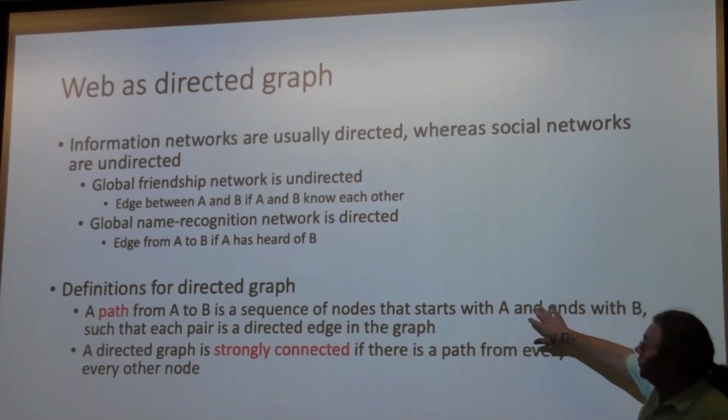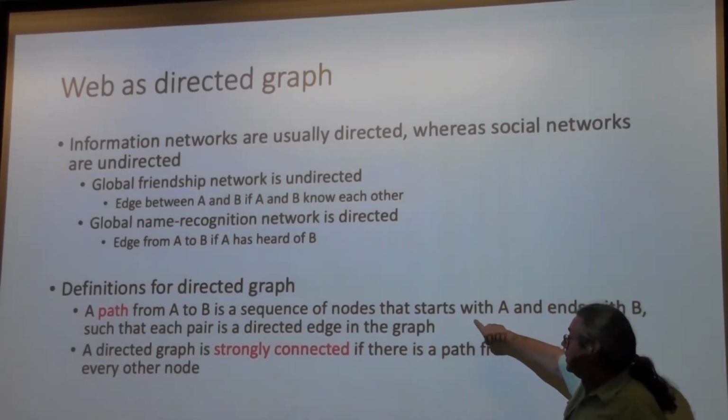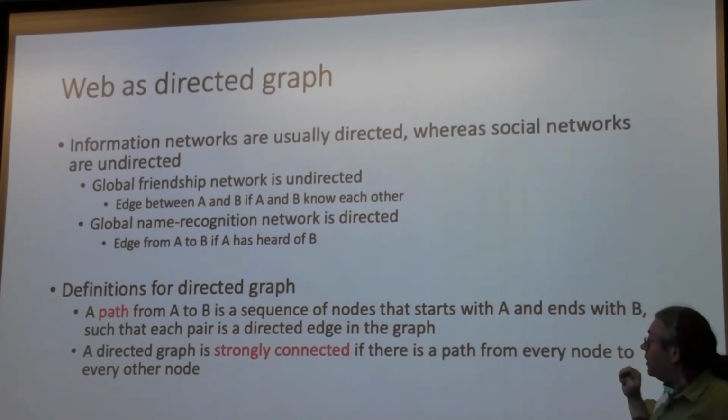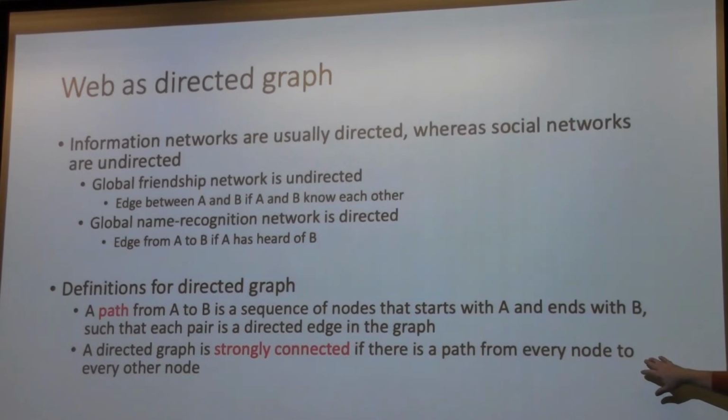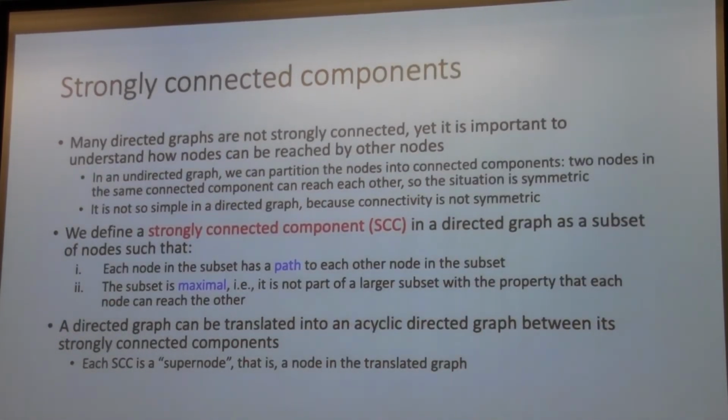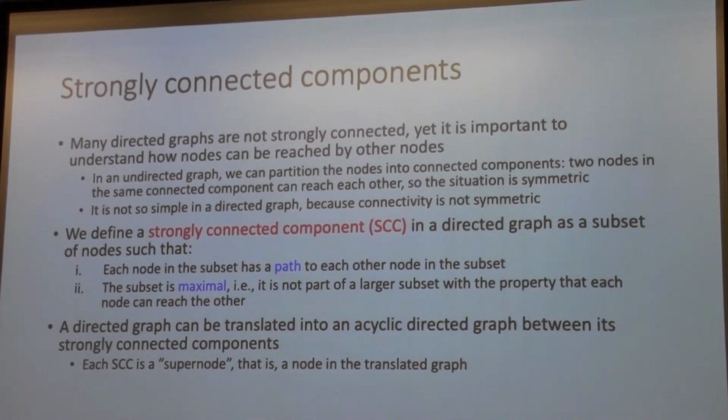And some technical knowledge: a path from A to B is a sequence of nodes that starts with A and ends with B. And a directed graph is strongly connected if there's a path from every node to every other node. Okay? A strongly connected component. Okay? So many graphs are not strongly connected, but you have to understand how to navigate.